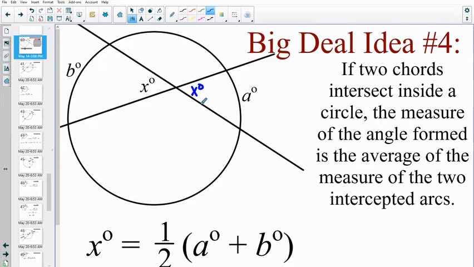And of course, to take the average of two things, if I say the average of my and my brother's age is 45, that means my age plus my brother's age divided by 2 is 45. To take the average of two things, you just add them up and divide by 2. And so that's the formula that I've got here. The measure of that angle formed by the two chords is equal to half of the sum, which is just the average. Add them up, divide by 2. Repeat, add them up, divide by 2.